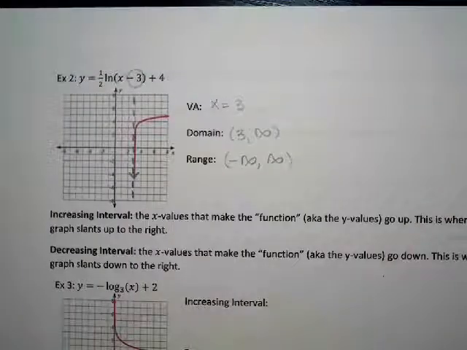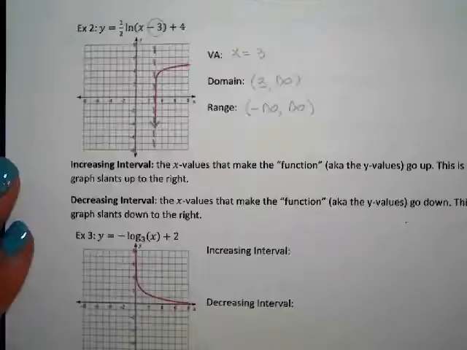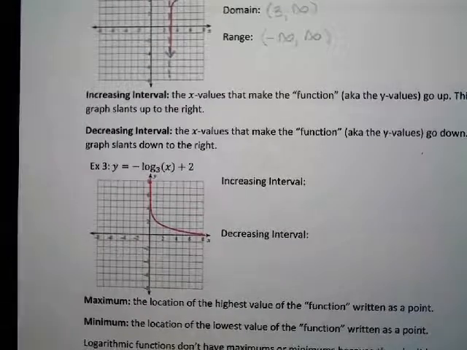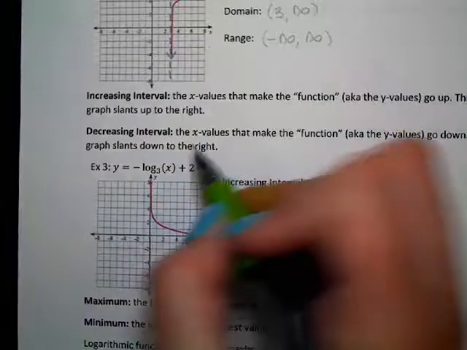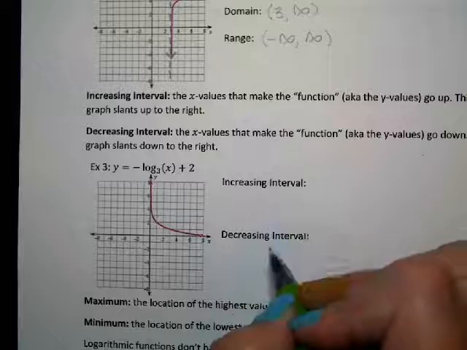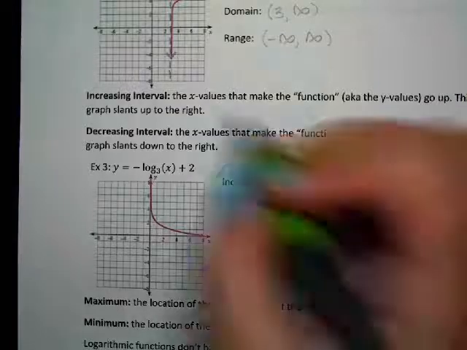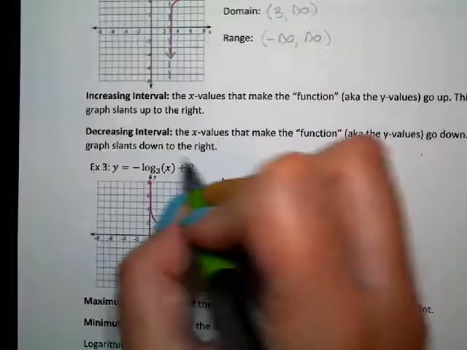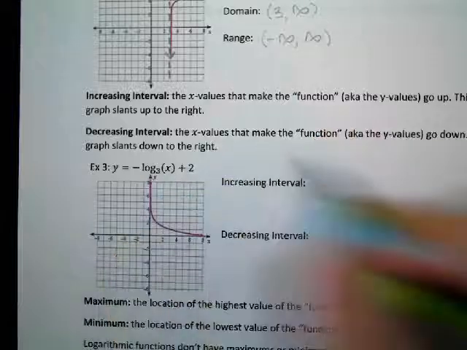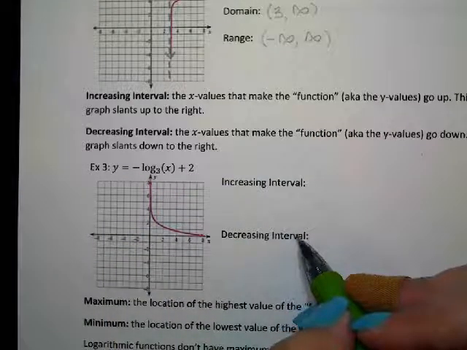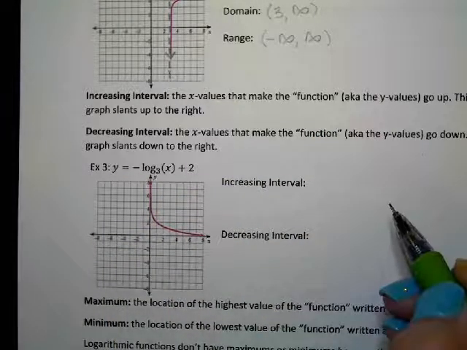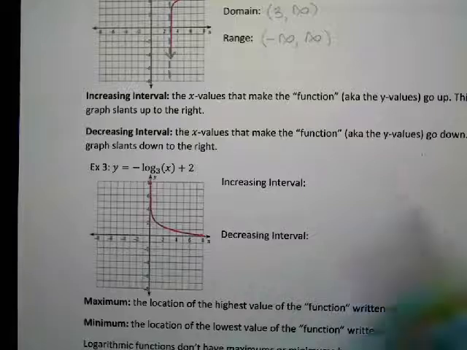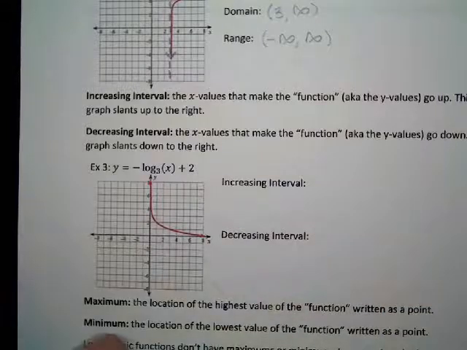All right. Increasing and decreasing intervals. Again, that vertical asymptote is going to be important because the increasing and decreasing intervals are based off of the x values. This is the one type of problem that is not opposite from yesterday, because increasing and decreasing intervals are always just based on x values. So we're not switching. Yesterday they were based on x values. Today they're still based on x values.